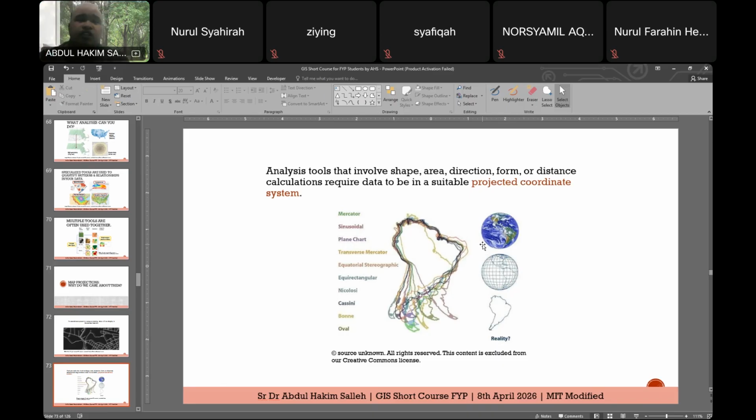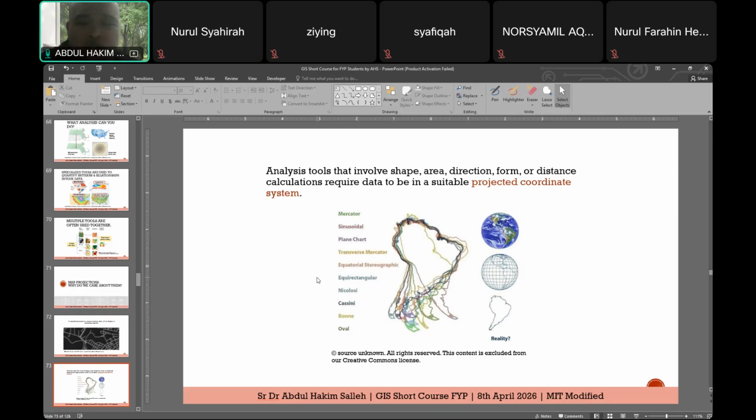For Malaysia, we use transverse Mercator. Transverse Mercator. Okay. Here, this one. We do not use other than that because it doesn't suit the geographical formation of Malaysia. So the differences, as you can see, are like this. It's huge.